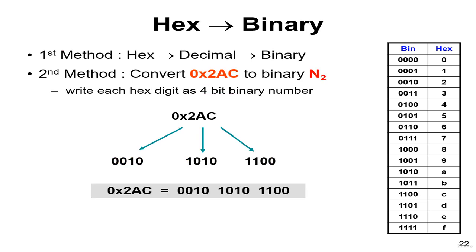Similarly, if we are asked to convert from hexadecimal to binary and some number is given, we can write it like this: 0x2AC. So this is 2, this is A and C, and each digit can be written in terms of 4 bits. This is how the conversion is carried out. So 2 is 0010, A is 10, which once converted to binary is 1010, and C is 1100. This is how the hexadecimal to binary conversion is carried out using the second method.